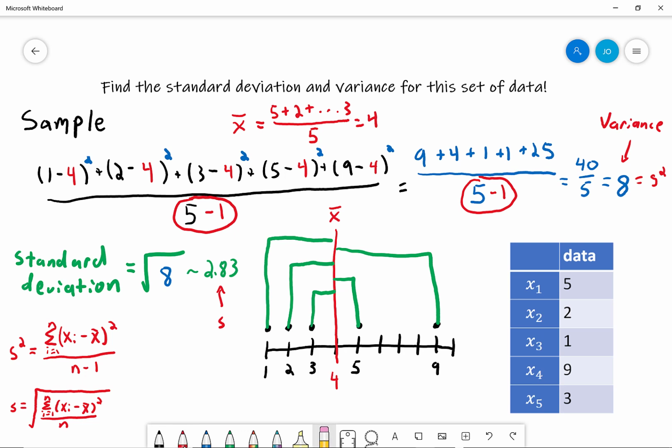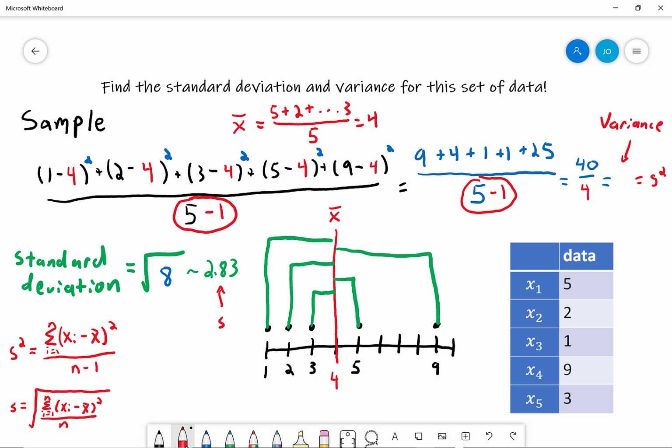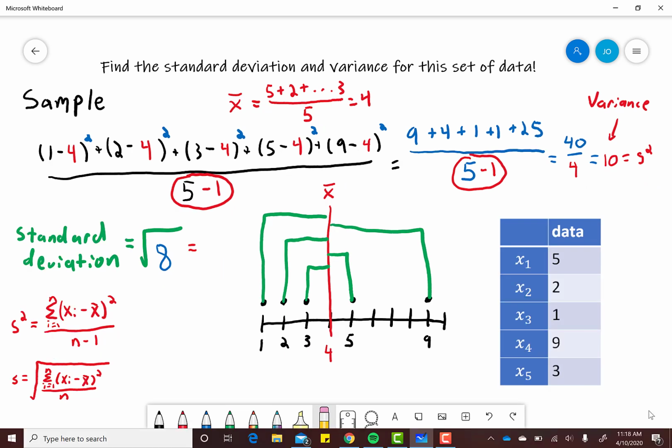So what we should have done, and again it seems odd, is divide this quantity by 4, and we would end up with a variance of 10. And our new standard deviation comes out to be the square root of 10, which is about 3.16.